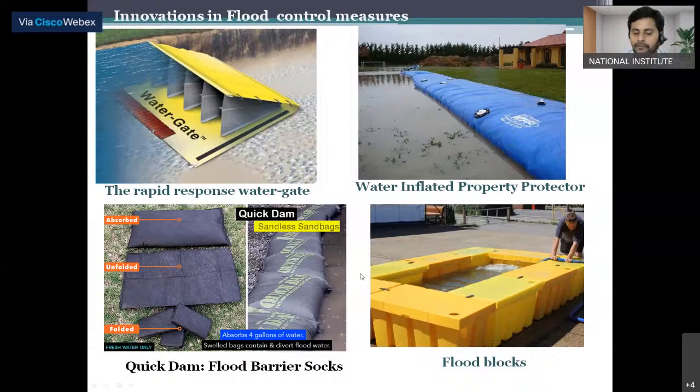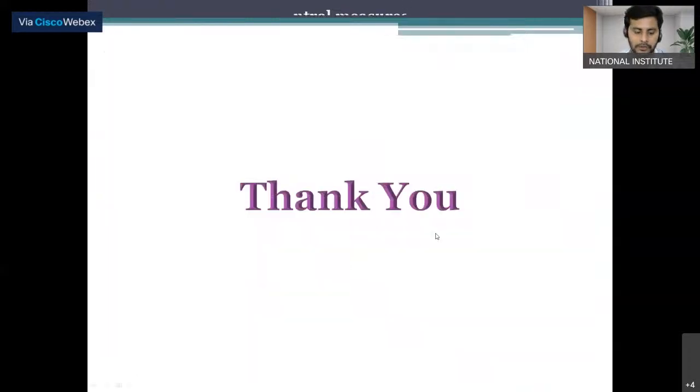At the same time, you have flood blocks. It's a kind of Lego-like invention that can be interlocked, stacked, and positioned to form barriers. These are small innovations, we can say disaster-resilient measures, which can be used in flood management situations. These innovations are very small, but when used in a situation, they can help in reducing losses to a very high degree. So with this, I would like to conclude the session.